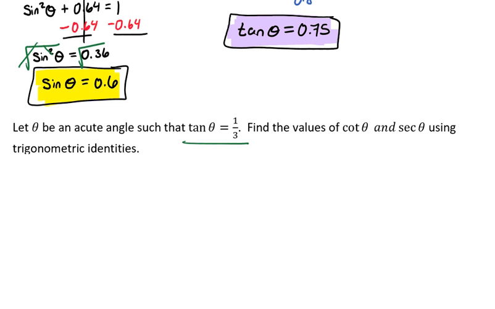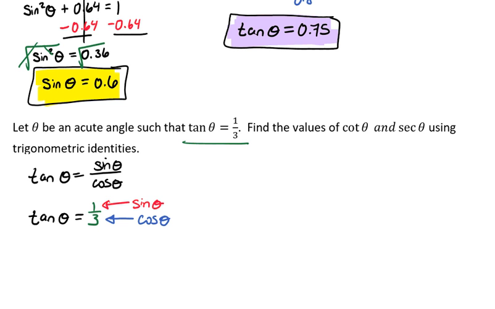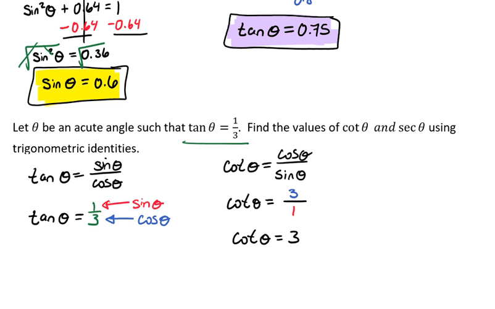Well, we know that the tangent of theta is 1/3. We also know that the tangent of theta is sine of theta divided by the cosine of theta. So if we write down our tangent of theta equals 1/3, that tells us that the 1 is our sine of theta and our 3 is our cosine of theta. Now we know that the cotangent of theta is the cosine of theta divided by the sine of theta. So to find our cotangent of theta, we simply need to put our 3 over our 1, or take the reciprocal of our tangent, which gives us that our cotangent of theta is 3.